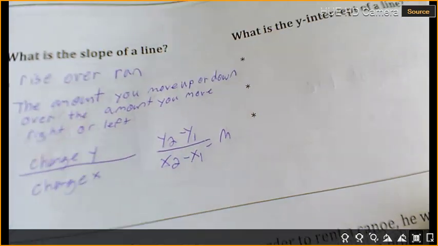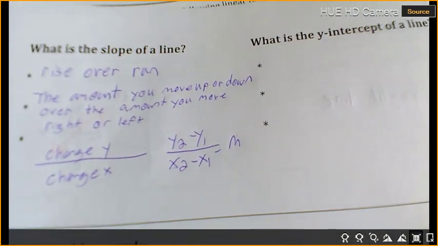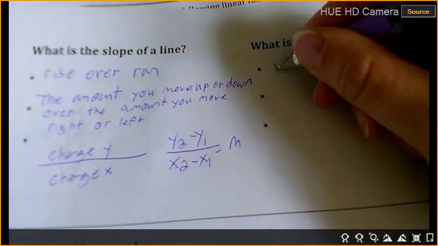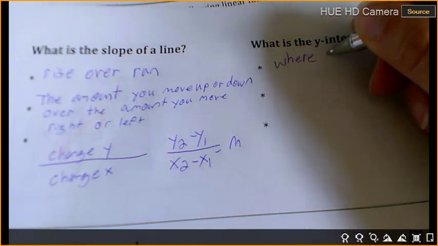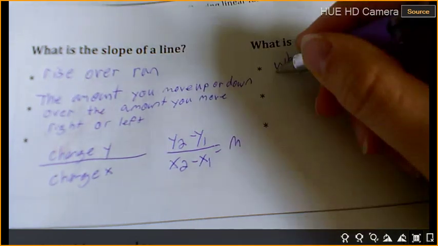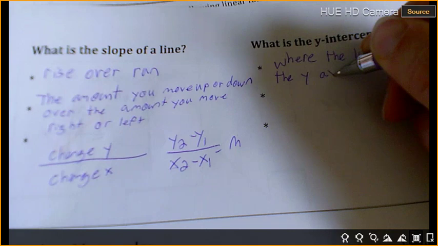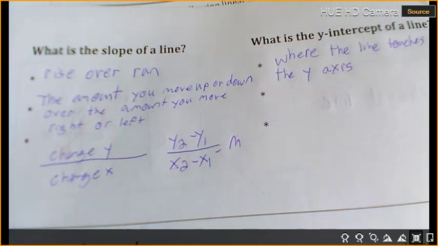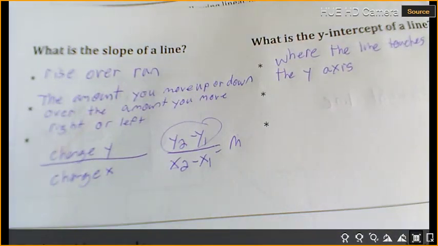Okay. What is the y-intercept of a line? Beautiful. Where the line touches the y-axis. Anything else? Change of y over change of x. Because change is the difference between these two things.